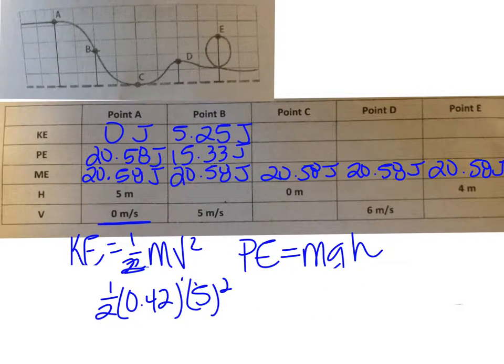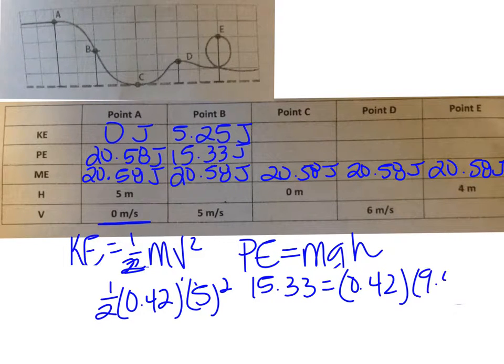All right. Now you can use the answer from that, plug it into your potential energy formula, and get your height. So you're going to plug in 15.33, your mass of 0.42, your gravity of 9.8, and then you're solving for height. So you would multiply the 0.42 and the 9.8, and then divide it over to the other side. So when you do that, you're going to get an answer of 3.74, and your height is going to be in meters. All right, so that's how you're going to find your height.